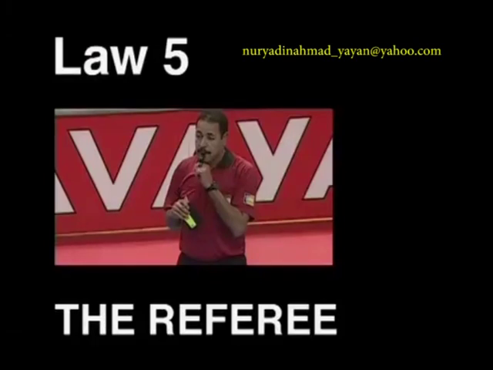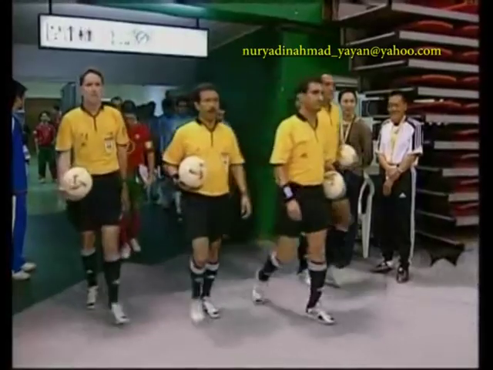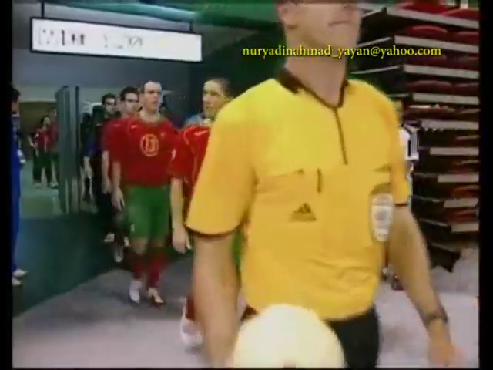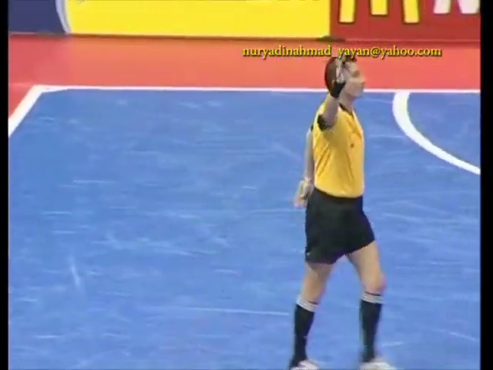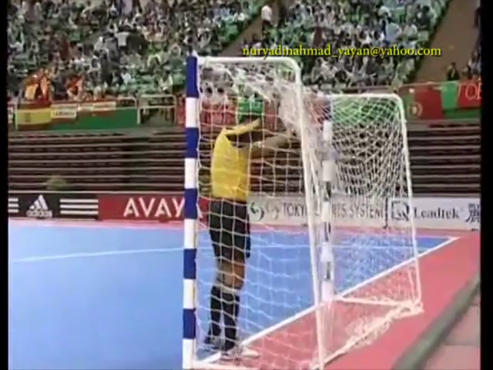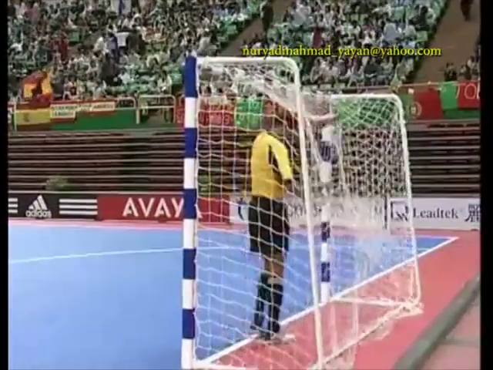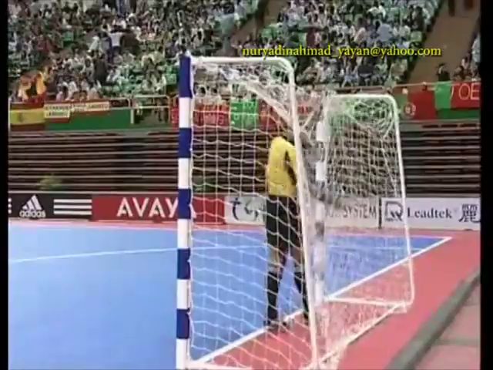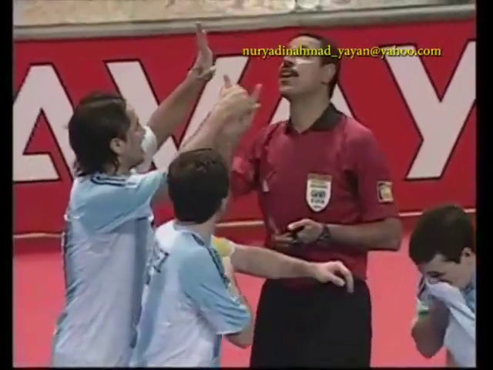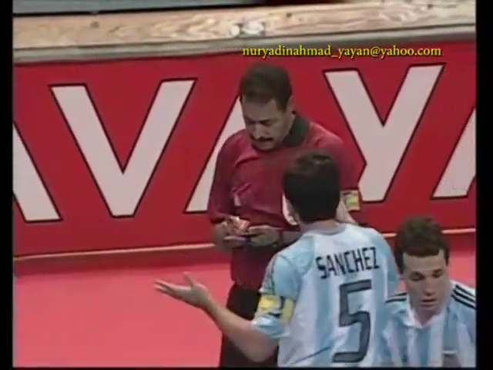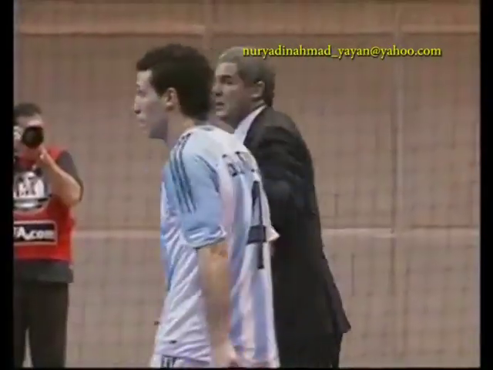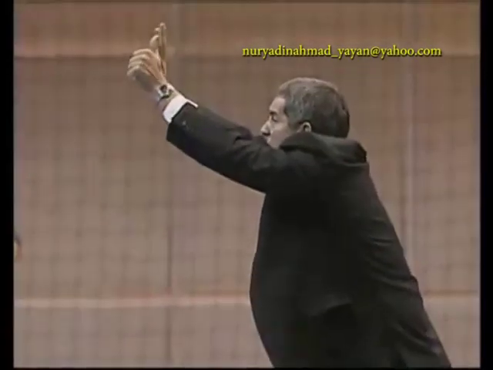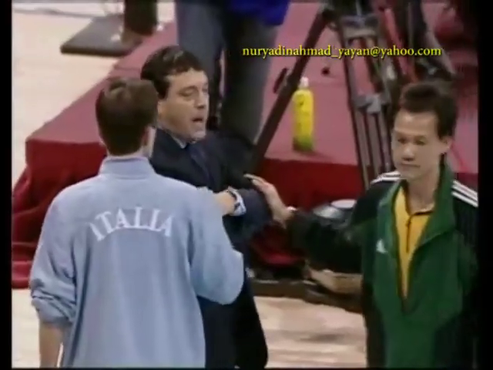Law 5. The referee. The game is controlled by a referee, who has full authority to enforce the laws of the game. The duties of the referee include ensuring that the goals and nets are properly secured, taking disciplinary action against players guilty of cautionable and sending off offences, while maintaining complete control over both the teams and officials involved in the match.